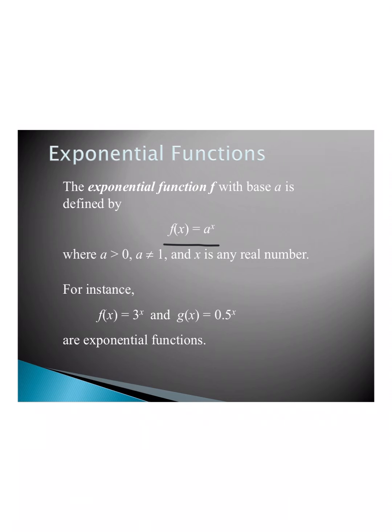We also want to note that a has to be greater than 0 and a cannot equal 1. If it is actually 1, then we no longer have an exponential function, but just a horizontal line. For instance, two different examples, we have f of x is equal to 3 to the x or 0.5 to the x. Those are both different examples of what an exponential function might look like.